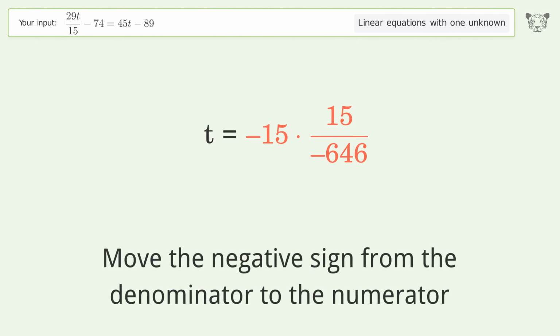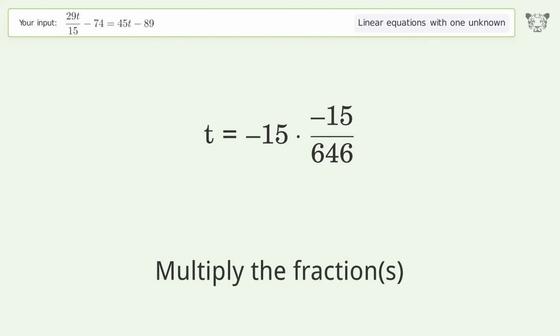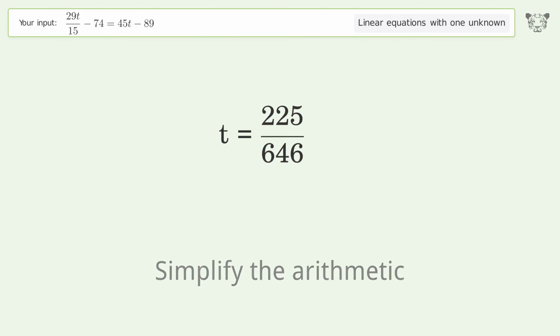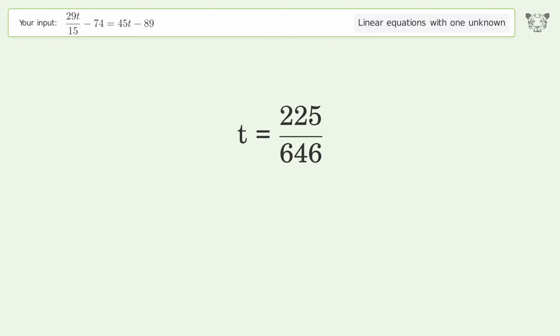Move the negative sign from the denominator to the numerator. Multiply the fractions. Simplify the arithmetic. And so the final result is t equals 225 over 646.